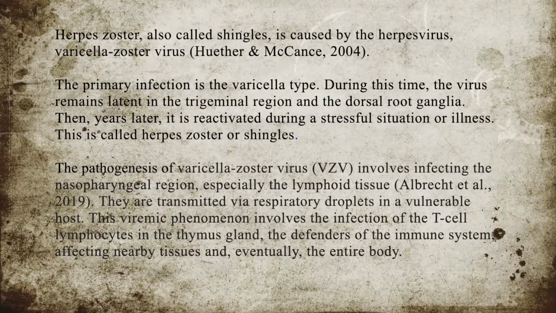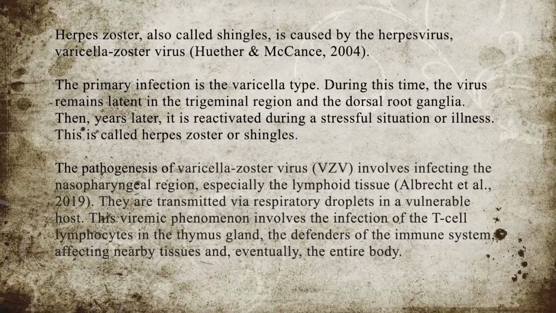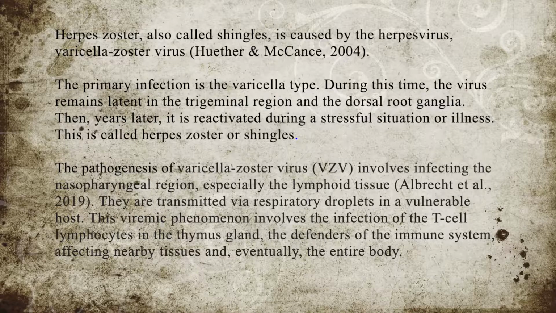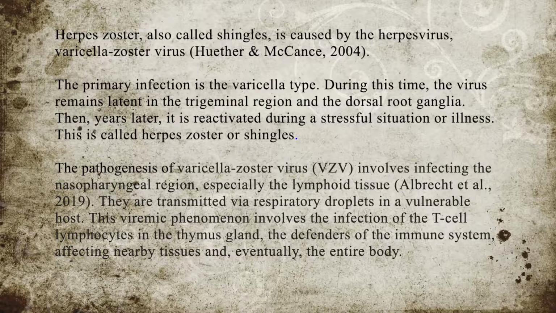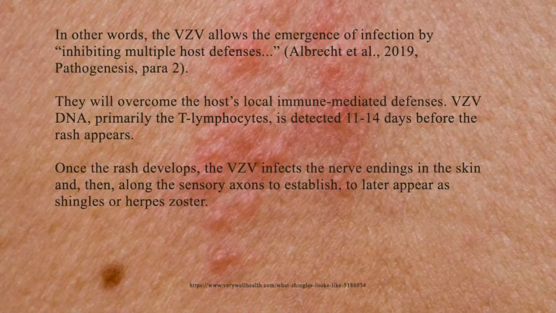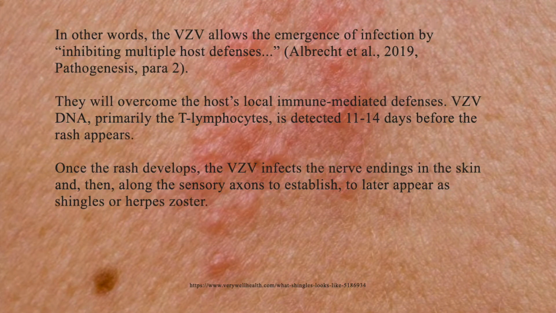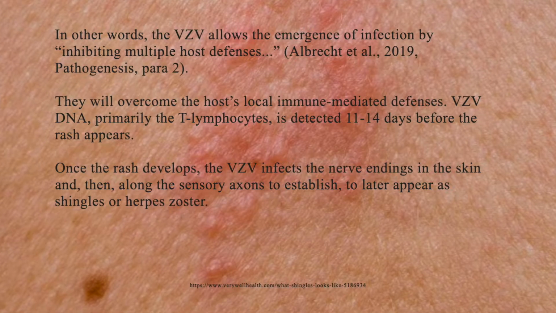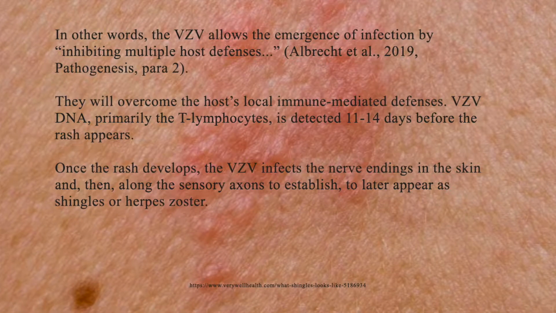The herpes zoster, also called shingles, is caused by the herpes virus, varicella zoster. The primary infection is the varicella type, and the virus remains latent in the trigeminal region and the dorsal root ganglia, and then years later it is reactivated during a stressful situation. The pathophysiology of varicella zoster involves affecting the nasopharyngeal region, and it is transmitted via respiratory droplets. In other words, the varicella allows the emergence of infection by inhibiting multiple host defenses, and then it will overcome the host's local immune-mediated defenses. Once the rash develops, the varicella infects the nerve endings in the skin and then travels along the sensory axons to establish latency, to later appear as shingles or herpes zoster.